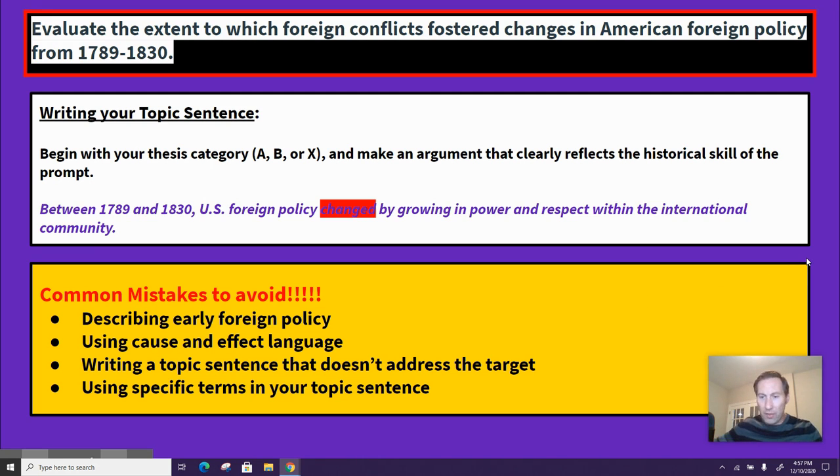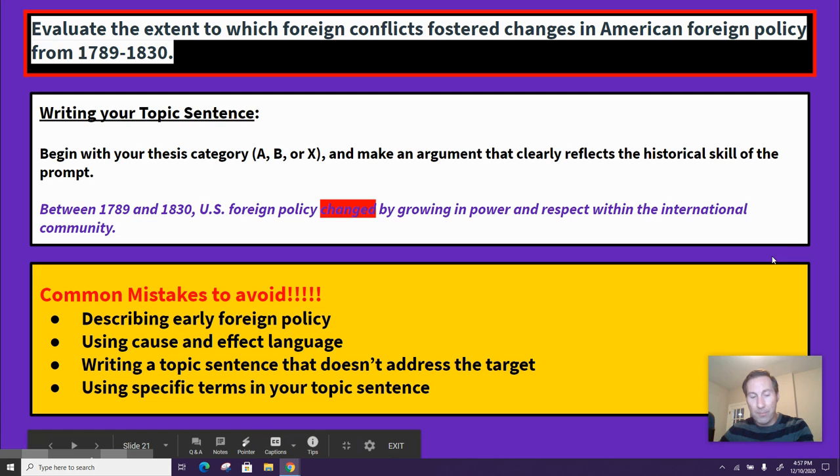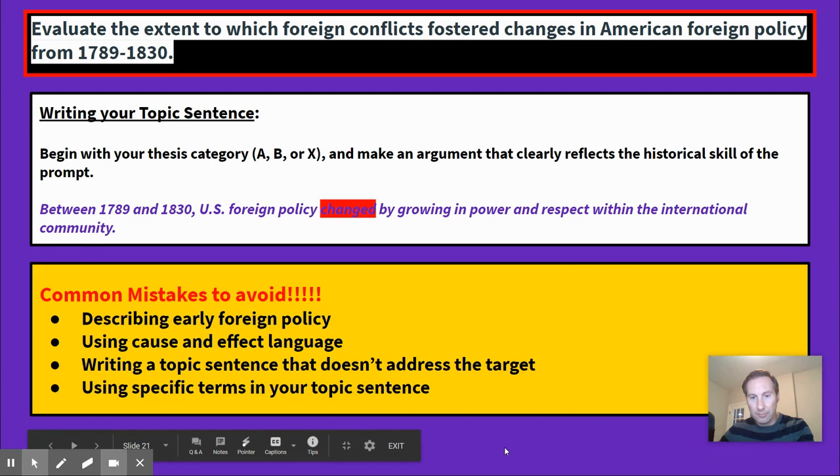You don't have to list off all of your evidence that's going to be in your paragraph. In fact, avoid the terms. That comes later. Topic sentence is just laying out your argument. So avoid those pitfalls because that'll weaken your overall argument over the course of your essay.